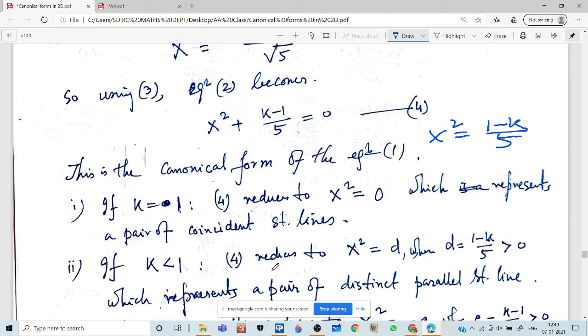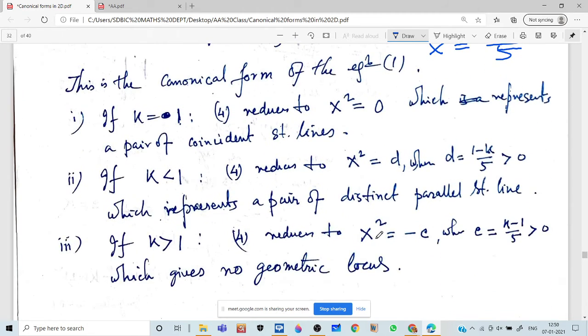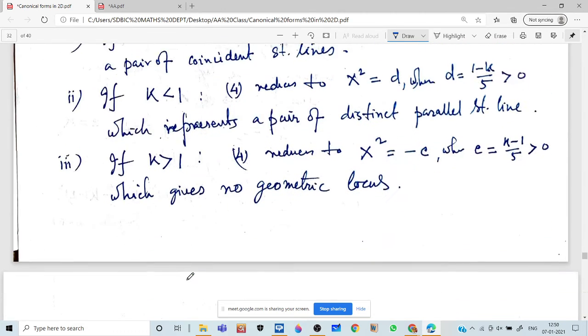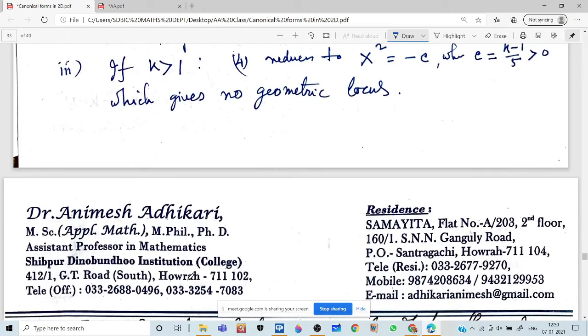If k is greater than 1, the right hand side is negative. So capital X square is equal to minus c, and hence there is no geometric locus.